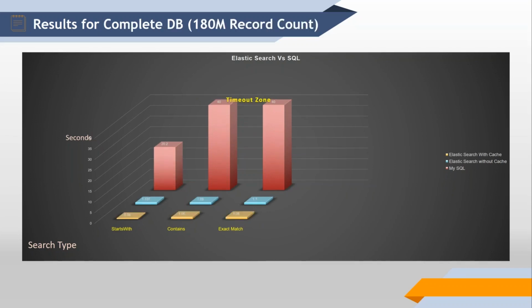So this is the complete result for 180 million record count. For searches of any type, whether the keyword is starting with, contains, or exact match, across the entire database of 180 million records, we were able to achieve a successful result. You can see that from timeouts, we have brought it to 1 second or 0.5 seconds. That is very efficient to display any result on the application.